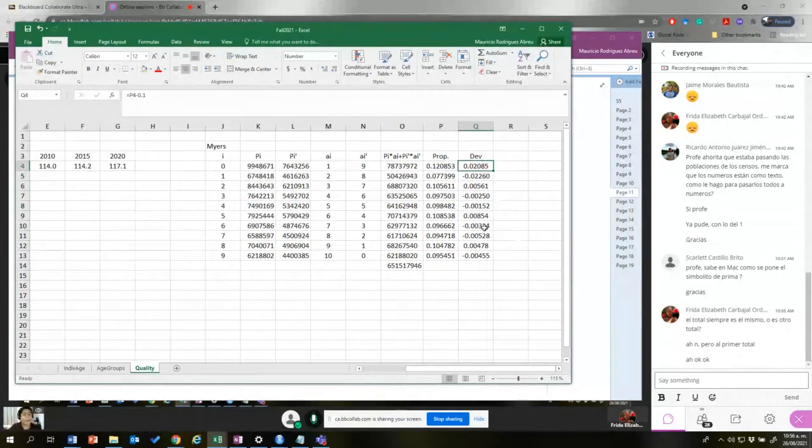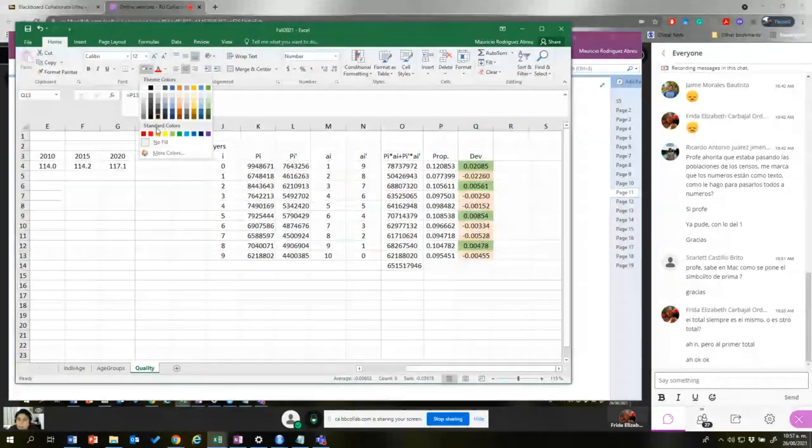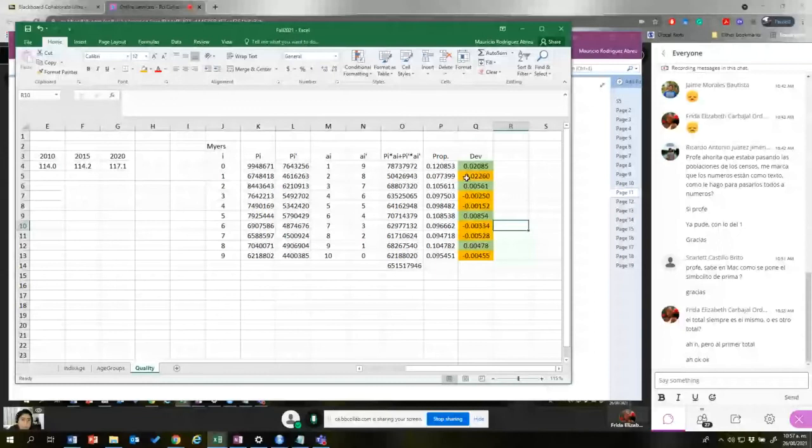This is probably the moment where I would stop for a few seconds or a few minutes and try to understand what is going on. Those with positive values, I'm going to use green to indicate which ones are positive. That is 0, 2, 5, and 8. With negative values, I'm just going to use yellow: 1, 3, 4, 6, 7, and 9.